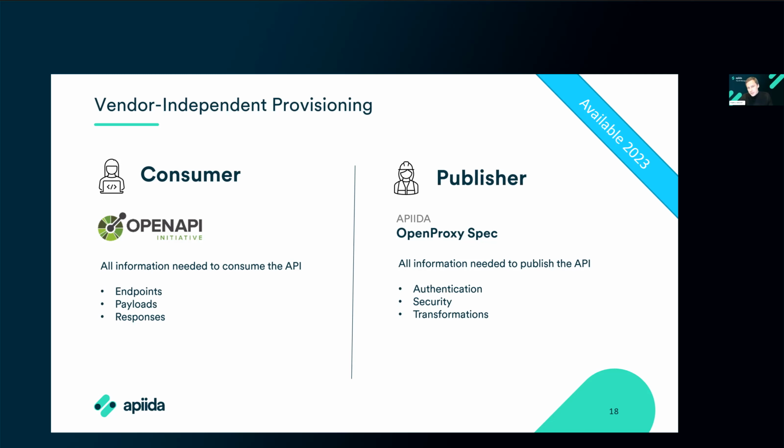So what endpoints does the API have? What payloads does the API require? How do the responses look like? What the Open Proxy spec does, it does the same, but for the publishing side. Again, remember the first slide, the publishing experience, the consuming experience. Now the Open Proxy spec is about the publishing.